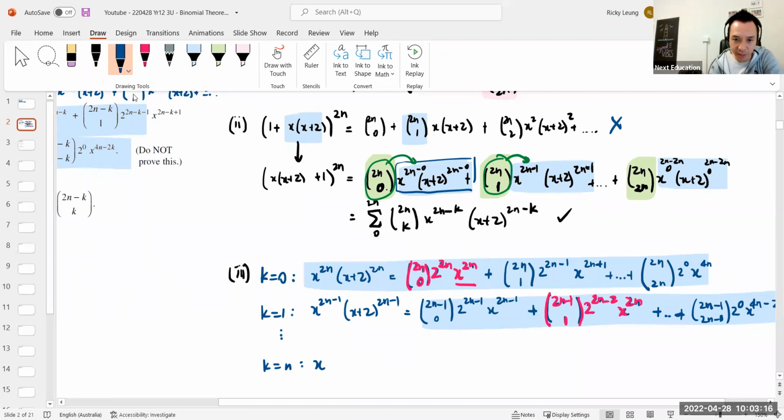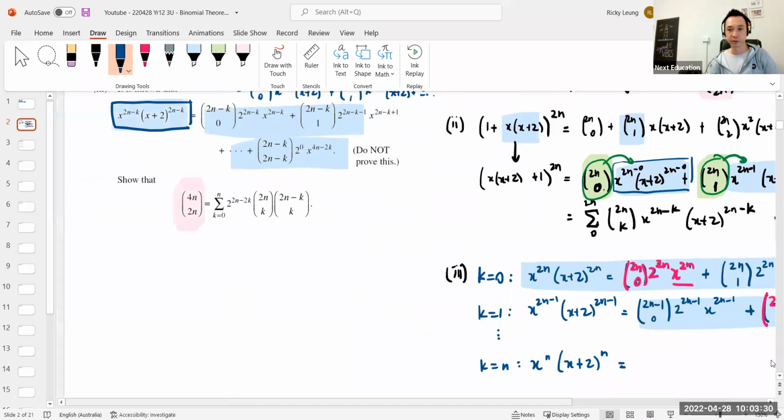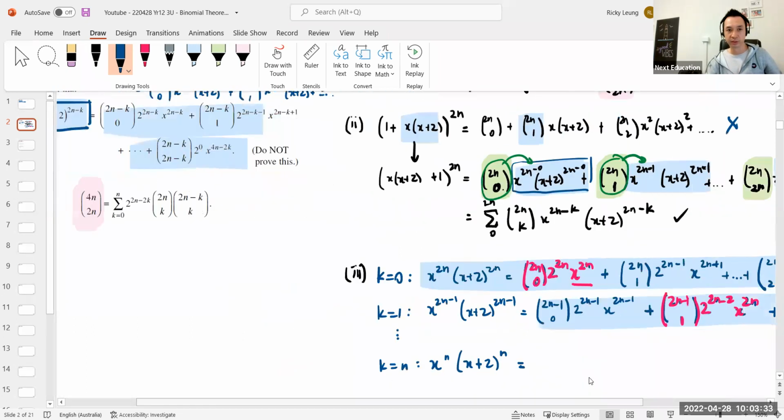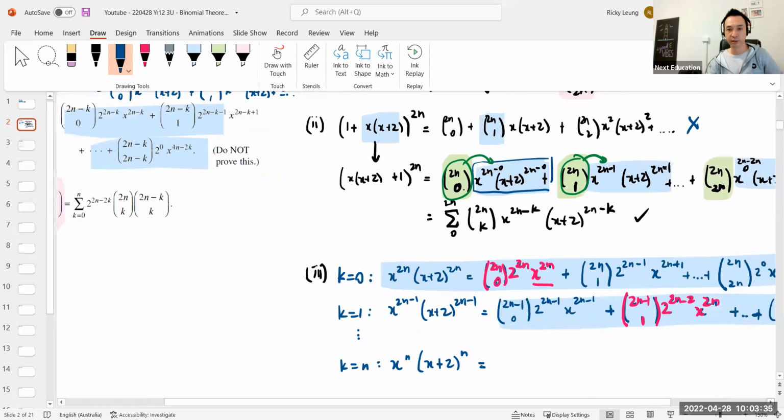We get x to the power of 2n minus n, which is n. Maybe I'll just write it as n times x plus 2 to the power of 2n minus n as well. All right. Let me scroll. I'll start off over here and subtly move to the right. Here we go. So wherever there's k, just replace it with n. So this would be 2n minus k. So 2n minus n, that's n, 0. 2 to the power of 2n minus n, so that's n, and x to the power of n, right?